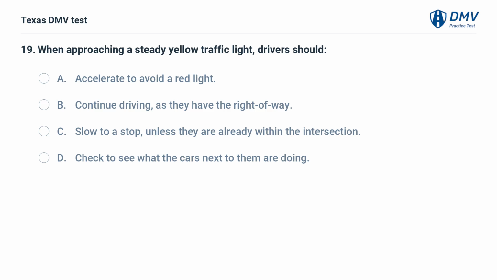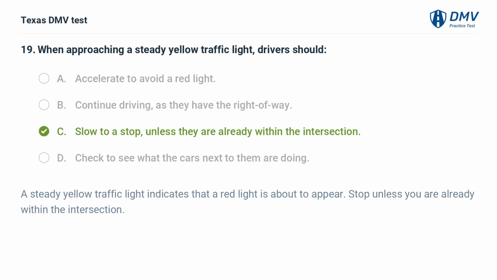When approaching a steady yellow traffic light, drivers should A. Accelerate to avoid a red light. B. Continue driving, as they have the right of way. C. Slow to a stop, unless they are already within the intersection. D. Check to see what the cars next to them are doing.